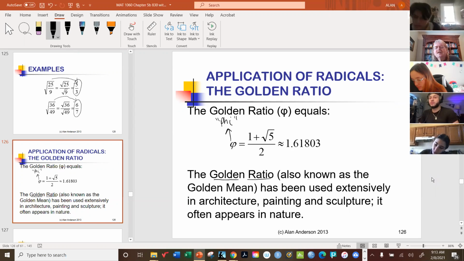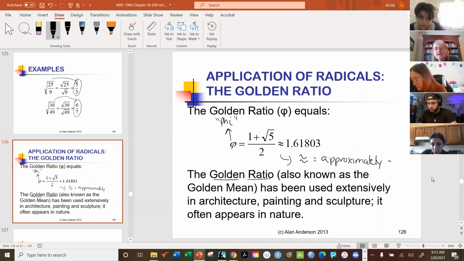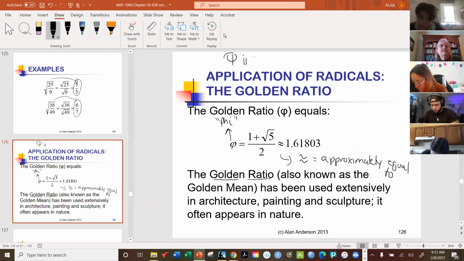It was discovered in the Middle Ages, and it turns out this is very useful. Oh, by the way, when was the last time you saw this symbol? These curvy equal signs mean approximately equal to. The actual value has an infinite number of non-repeating digits. So in other words, phi itself is irrational. But it has a lot of applications in the real world.